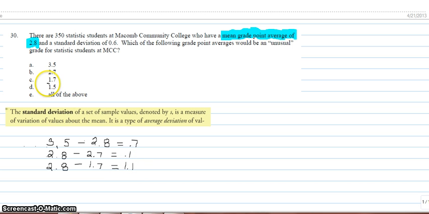The last possible option with numbers was letter D, 1.5. So we will take our mean grade point average, 2.8, and subtract 1.5. The answer we get here would be 1.3.